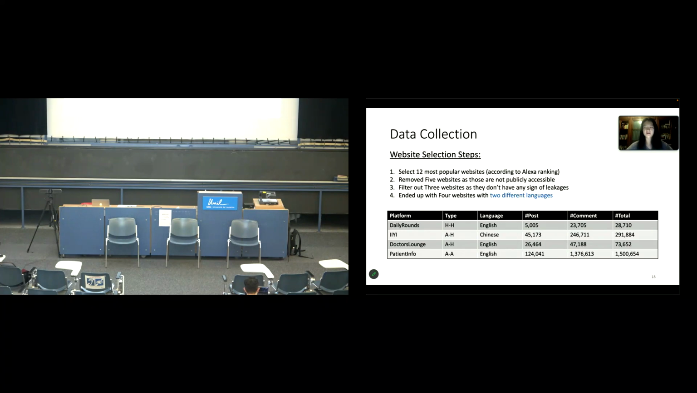To that end, we start collecting data for our analysis from 12 popular medical websites. Through a multi-step filtering process, we select 4 important websites for our study, which are publicly available and contain multi-language contents. This is the complete statistics of how our dataset looks. It has multi-language as well as multi-type of user interactions. In total, we collect around 1.9 million data for our study.